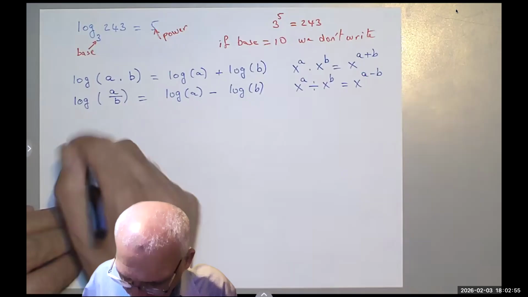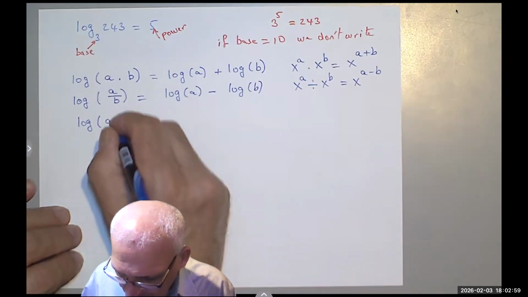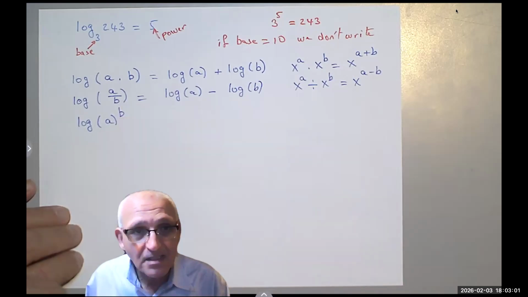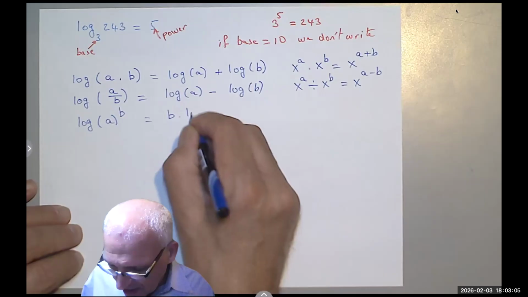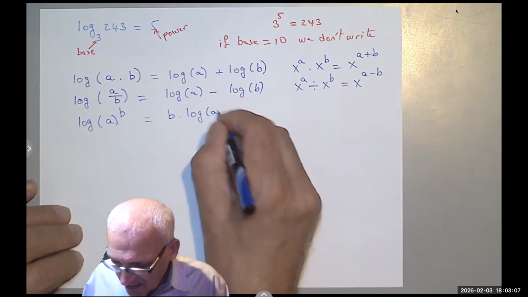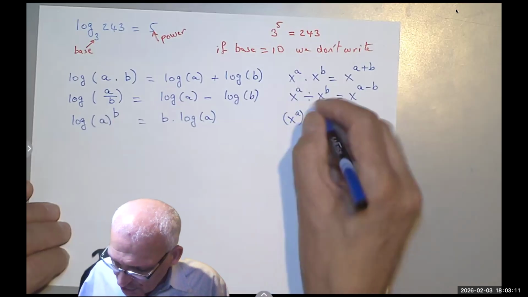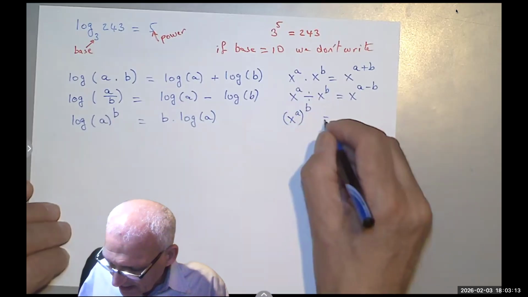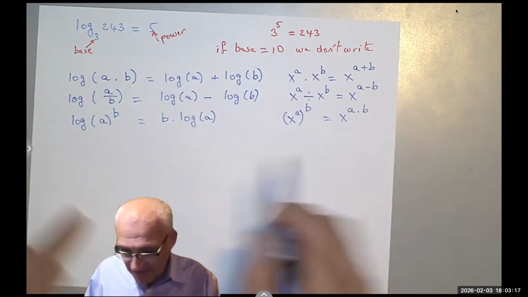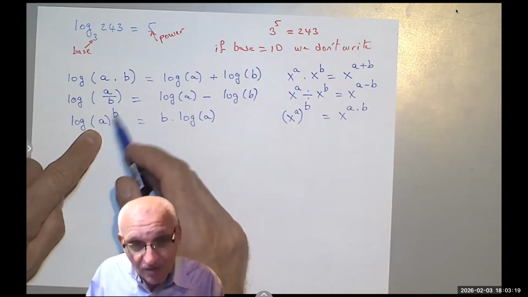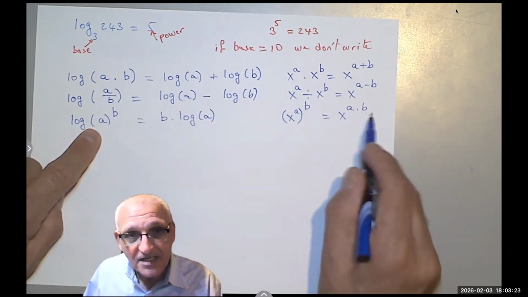Also, if we have log of a to the power of b, it becomes b times the log of a. Remember when we had x to the a to the b, it became x to the a times b. Of course, they are not the same, but you see that exponent, power, multiplication, power, multiplication.